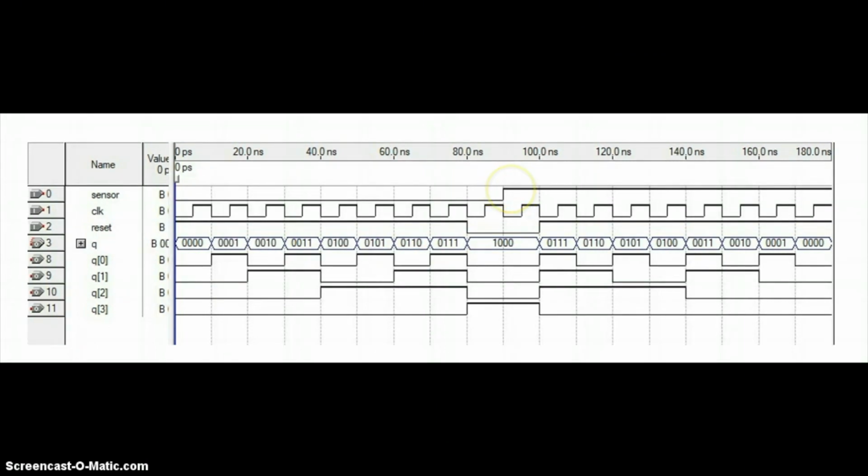Moving on, when the sensor is high, it means that it is at the in sensor state. When the clock is pressed, the count will decrease. 0111, which is 7, to 0110, which is 6, and it will continue to count down to 0000, which is F. F display tells drivers that the car park is full.